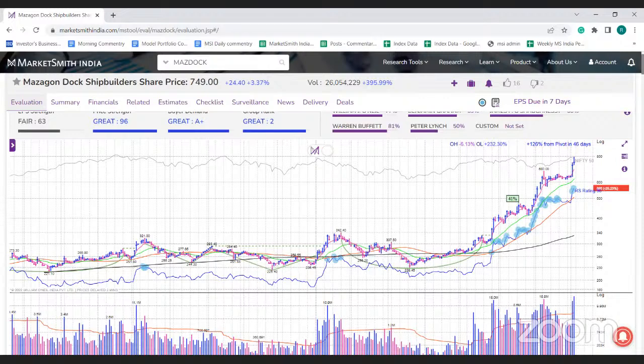If you are holding the stock, the best thing is to trail the stop loss according to your risk capability. But according to the O'Neill methodology, a fresh entry in this stock is not suggested.